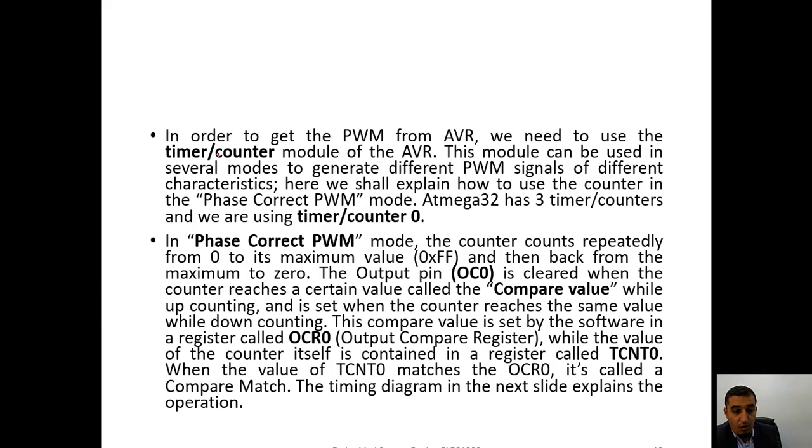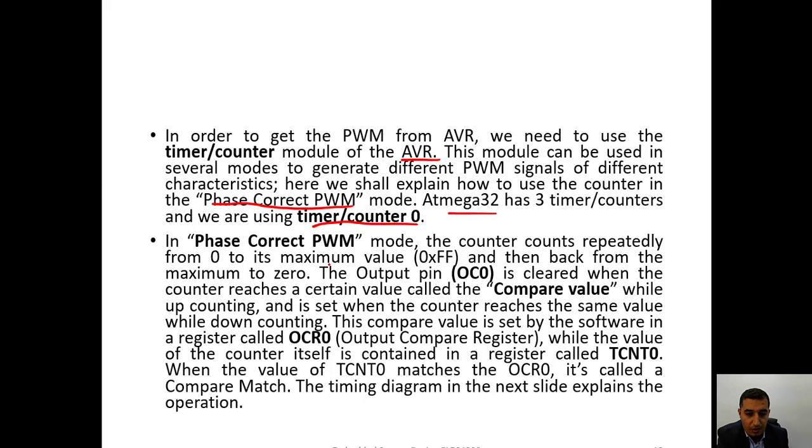Now, in order to get a pulse width modulated signal from the AVR, we need to use the timer counter module of the AVR. This module can be used in several modes to generate different pulse width modulated signals, as you know. Here we shall be explaining how to use the timer counter in the phase correct pulse width modulation of the ATmega32 in timer counter 0.